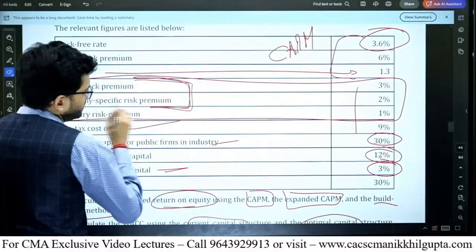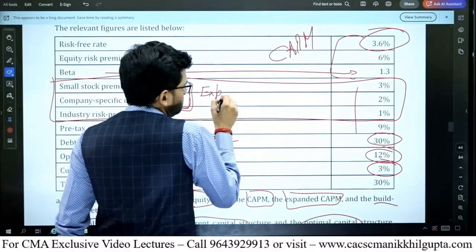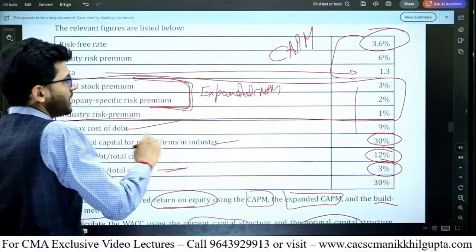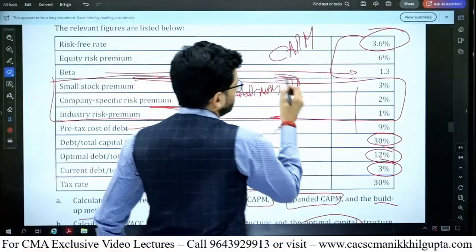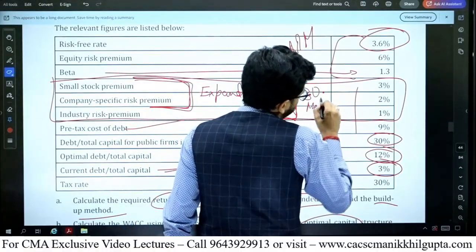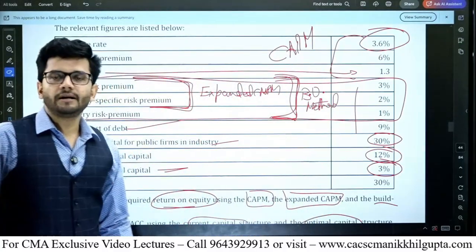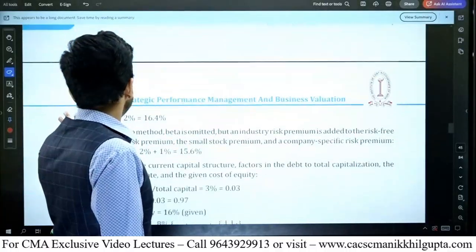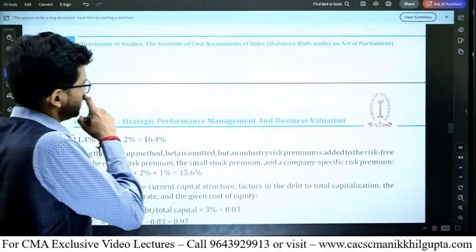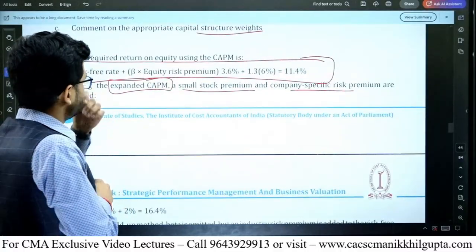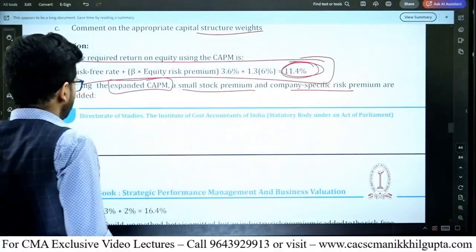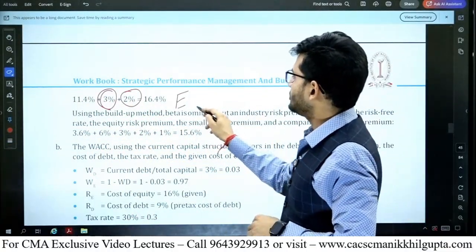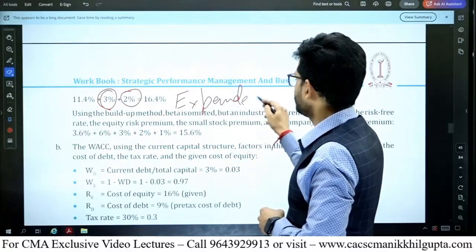These two premiums are to be added while computing the expanded CAPM, and all three of them are to be added while calculating the built up method. That is the only change which is there. So what we have done is we've taken the current return on equity, which is 11.4%, and we have added the two risk premiums to get the expanded CAPM model. This is the expanded CAPM model.